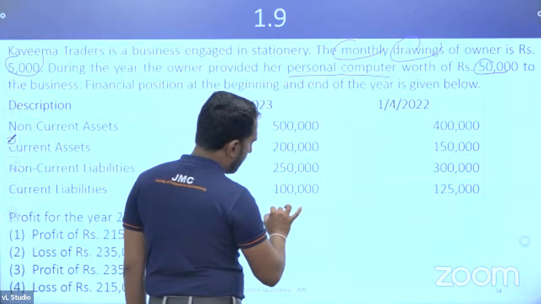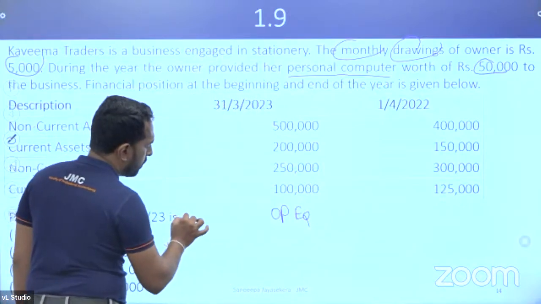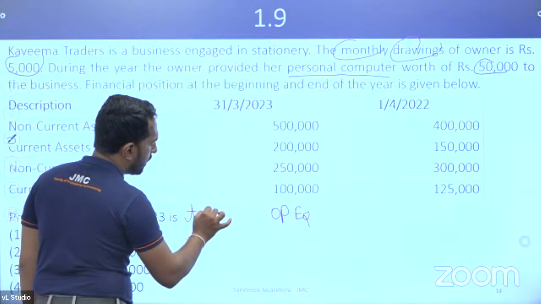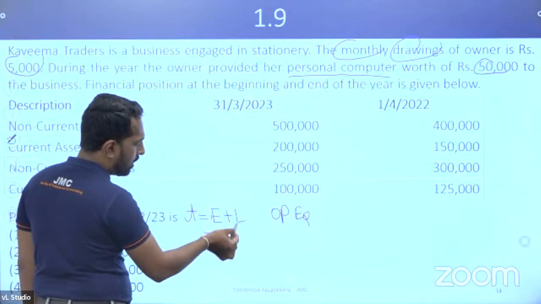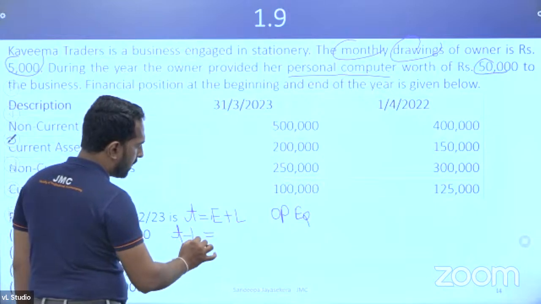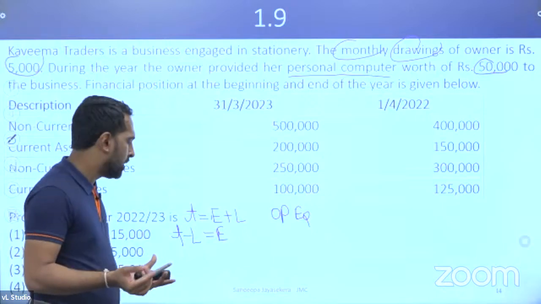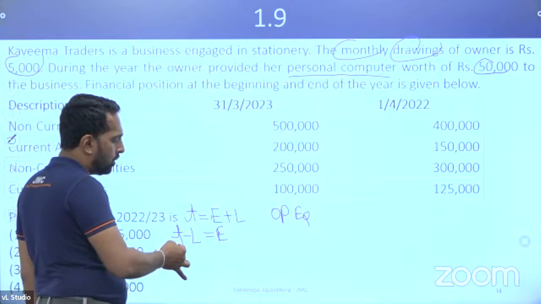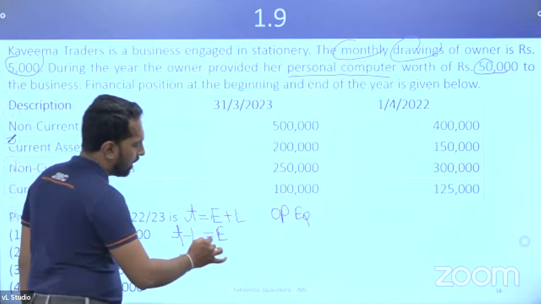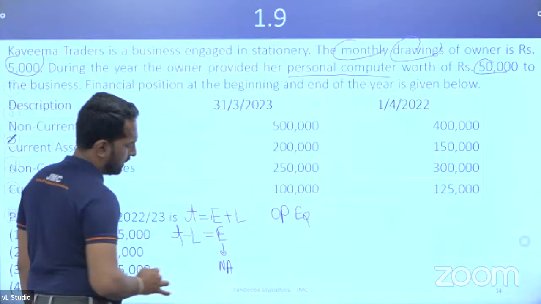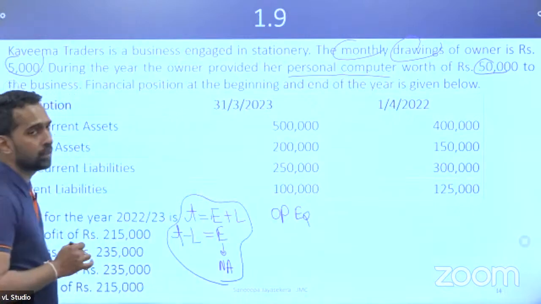Now, for your opening equity, I hope you remember the basic accounting equation: assets equal equity plus liabilities. You can isolate equity by taking the liabilities to the other side: assets minus liabilities equal equity. That is pretty much the definition of equity, the residual amount after deducting liabilities from assets. Another name for equity is net assets. Okay, we'll keep this aside because we need that.